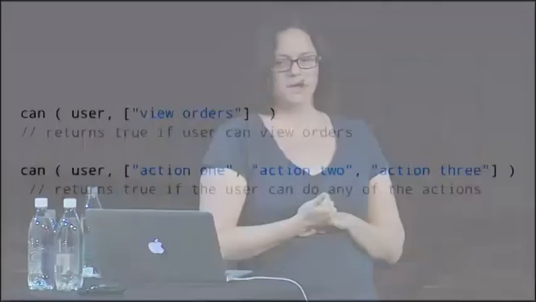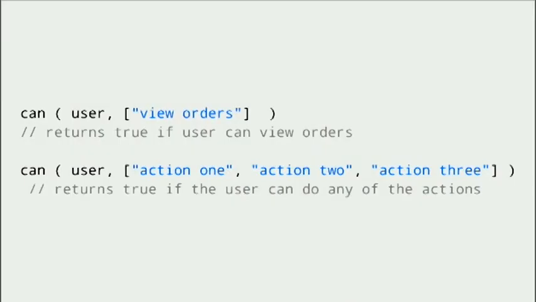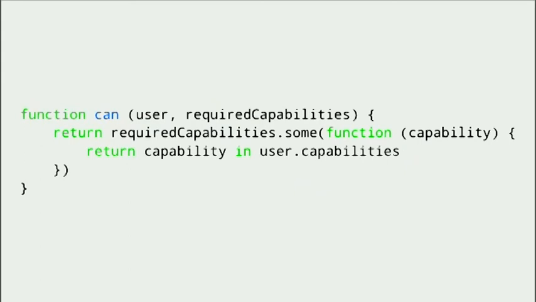So it would be sort of convenient then if we had something like this, a method that would take a user and a list of capabilities and return true if they have any of them. And here's just a little implementation of the can function. You could obviously do it differently if you wanted.